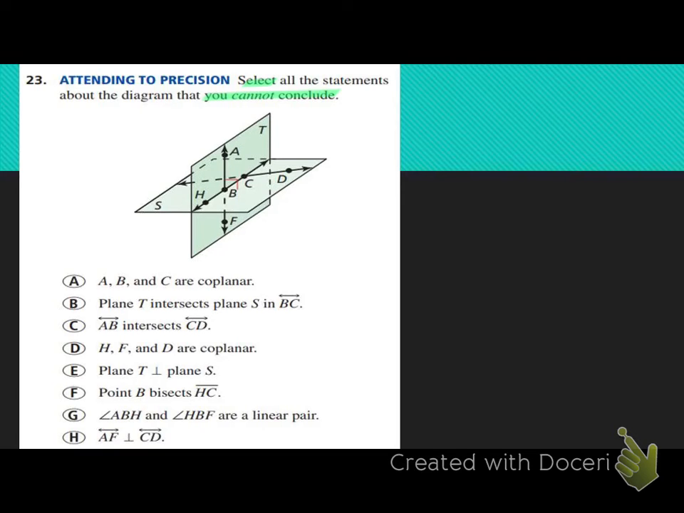So starting with A. It says A, B, and C are coplanar. They are on the same plane. B and C are on both planes, so we don't do anything for that. We want to highlight the ones we cannot conclude. If that bothers you, you can always put a small little check mark so that you know that was correct, which is why we didn't highlight it. Plane T, which is this plane, and plane S, which is this one, intersect at BC. That is true. So we leave that one alone also.